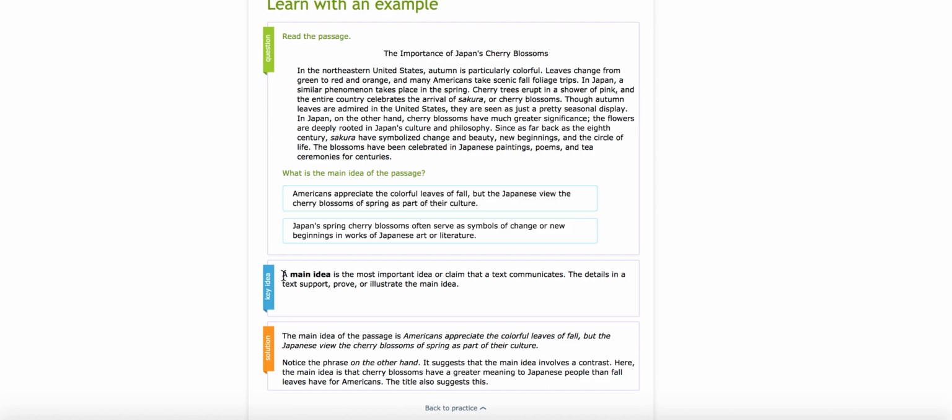The key idea says, a main idea is the most important idea or claim that a text communicates. Communicates means like tells us. The details in a text support, prove, or illustrate the main idea. So when I'm looking for the main idea as I'm reading, I'm looking for the most important idea, and I'm looking to see if the details support that main idea.